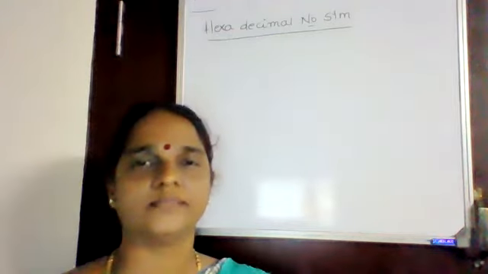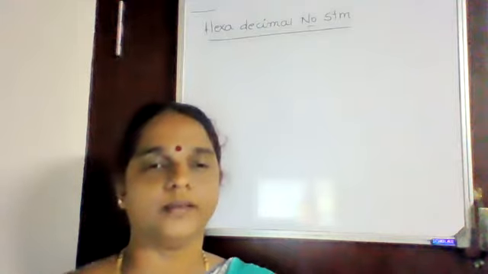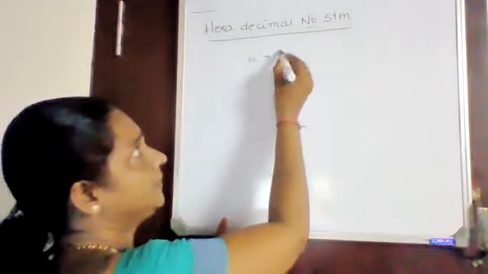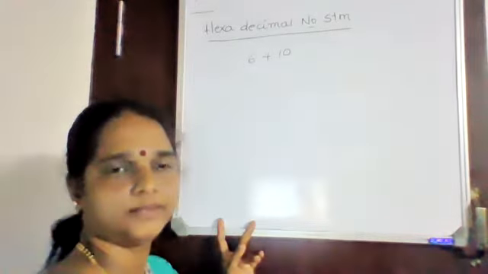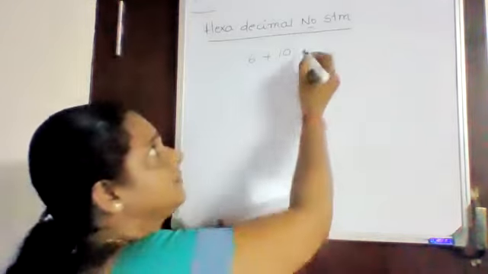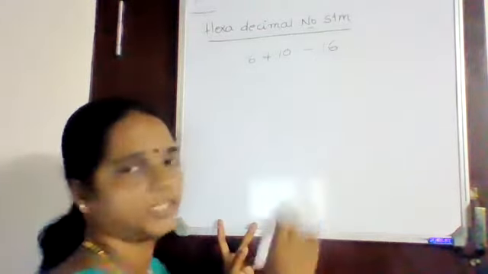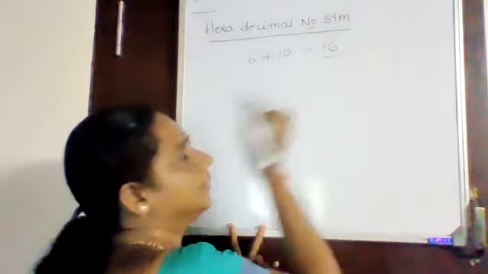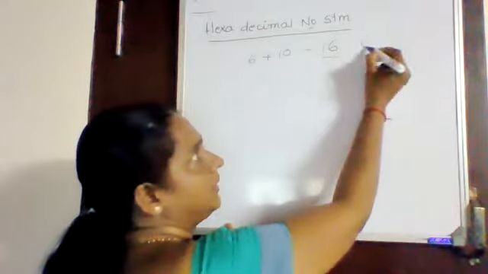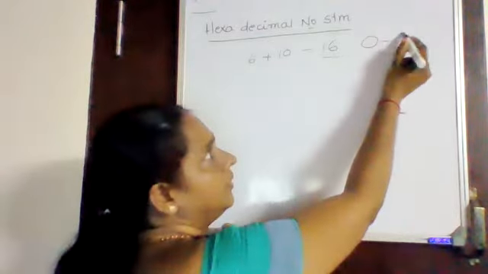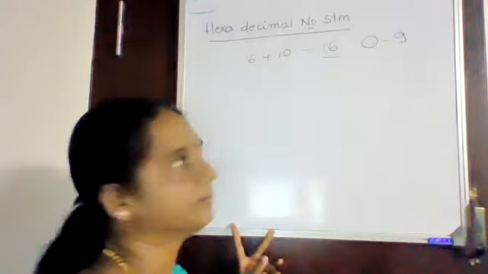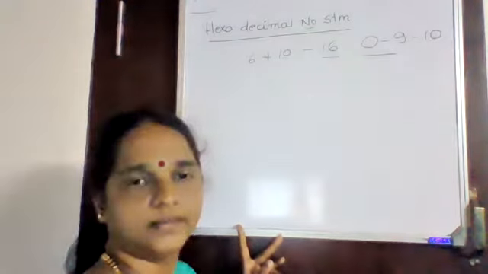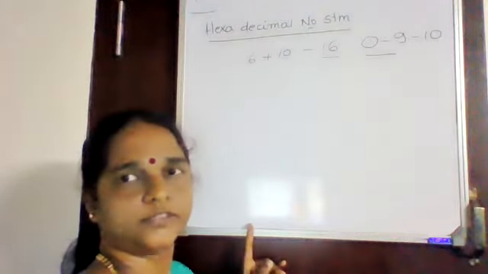Next number system is hexadecimal number system. Hexa means 6, deci or deca means 10. Therefore, this number system consists of 16 digits. What are they? Decimal numbers, we know, consist of 0 to 9, totally 10 numbers. All these 10 numbers are present in the hexadecimal number system also.